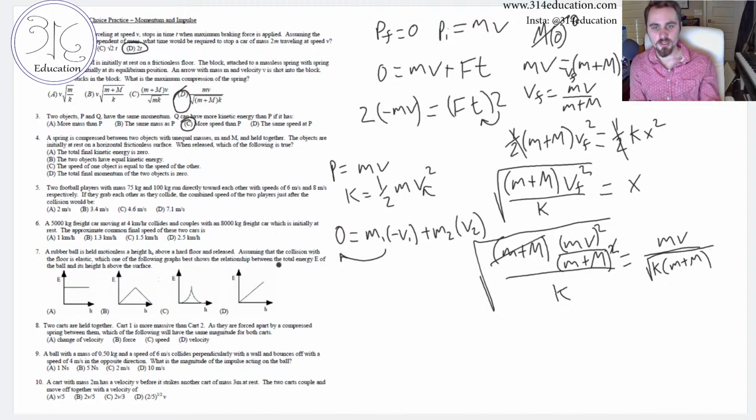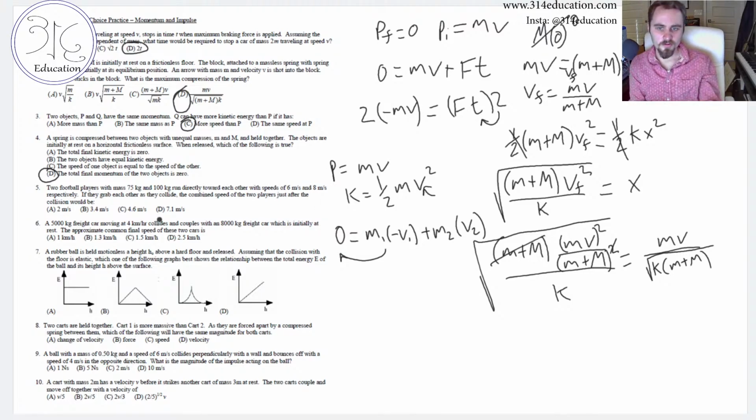The speed of one object is equal to the speed of the other. That's not going to be true either. The total final momentum of the two objects is going to be 0. This is going to be true, and this one seems unintuitive, but this is because we expect that positive momentum to cancel out with the negative momentum. Each object individually has non-zero momentum, but the sum of the two should equal 0.